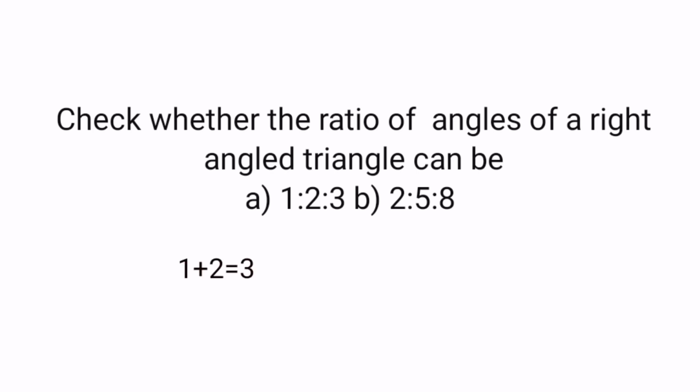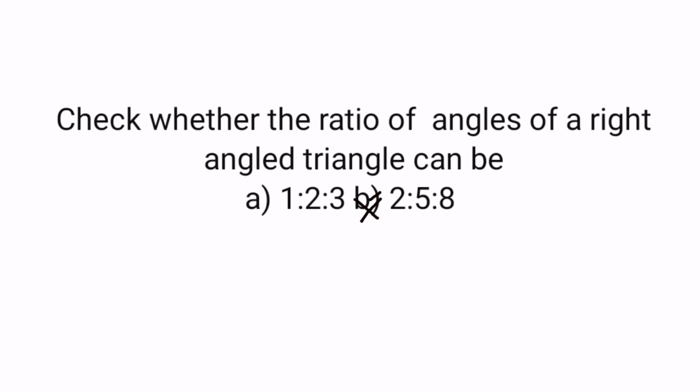So we can answer the question. Here the first ratio is given as 1:2:3. When we add the ratios of the first two angles, 1 plus 2, we will get it as 3. That is equal to the third angle. So this can be a ratio of the angles of the right angled triangle. Let's check the second option, that is 2:5:8. Here when we add the ratio of the two angles, that is 2 plus 5, that is equal to 7 and it is not equal to the ratio of the third angle. This ratio cannot be the angles of a right angled triangle.